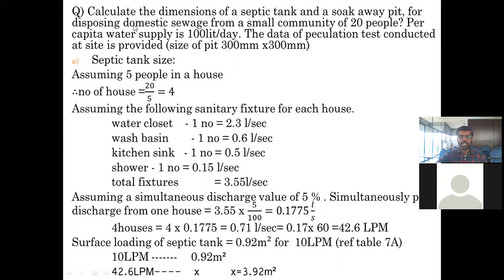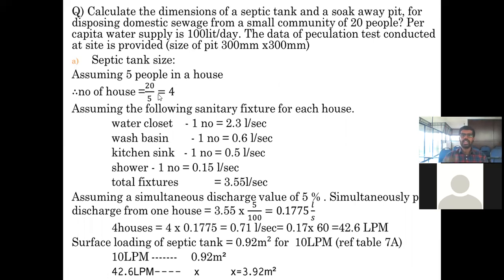So I am going to read the question. Calculate the dimension of the septic tank and soak pit for disposing domestic sewage from a small community of 20 people. So the number of people is given as 20. Per capita water supply is 100 liters per day, or 100 liters per day per person. The percolation test conducted at site is provided with a size pit of 300 mm into 300 mm. So the same size pit, 300 mm into 300 mm, is the pit that we need to do.